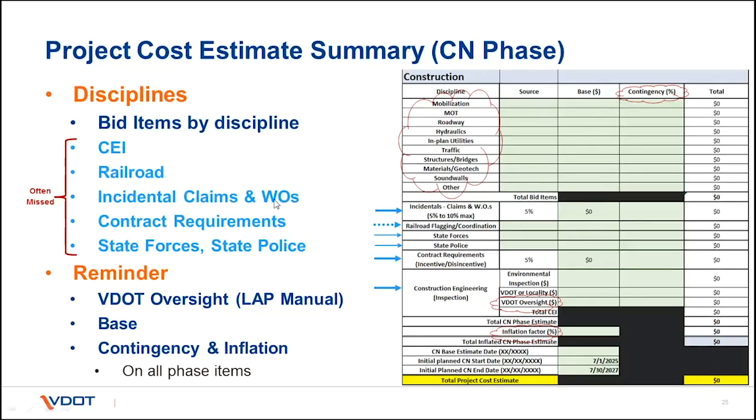That usually runs between 5 and 10%. Contract requirements, those are for the incentive disincentives. VDOT allows up to 5%. And then if there's any state forces and state police, I'm not expecting much on these. But anyway, again, you pick up the VDOT oversight in the construction engineering. You have the inflation factor and the contingency.